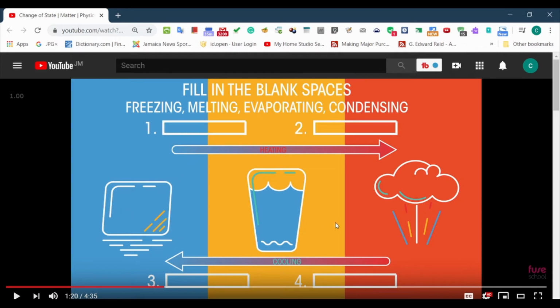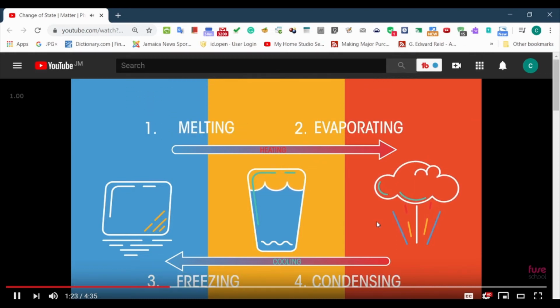So let's see if we have gotten those. Did you get them right? All right, let's look. So yes, we have melting, yes, evaporating, condensing, and freezing. So we got everything there.